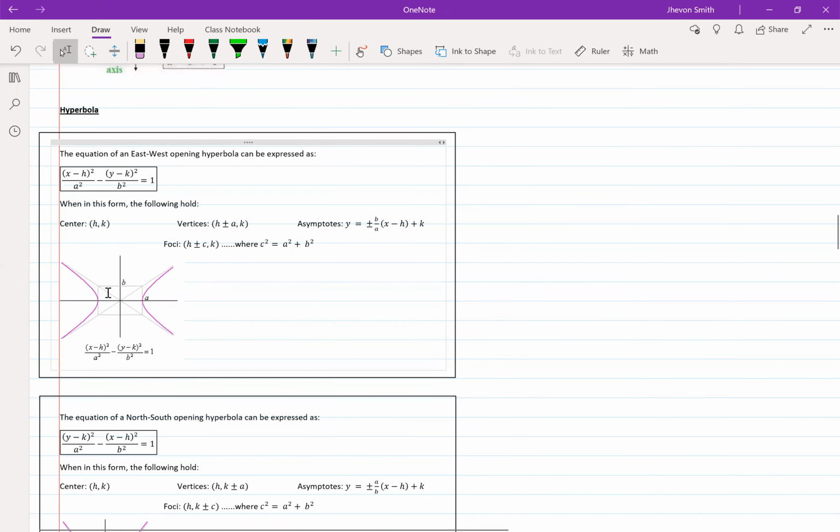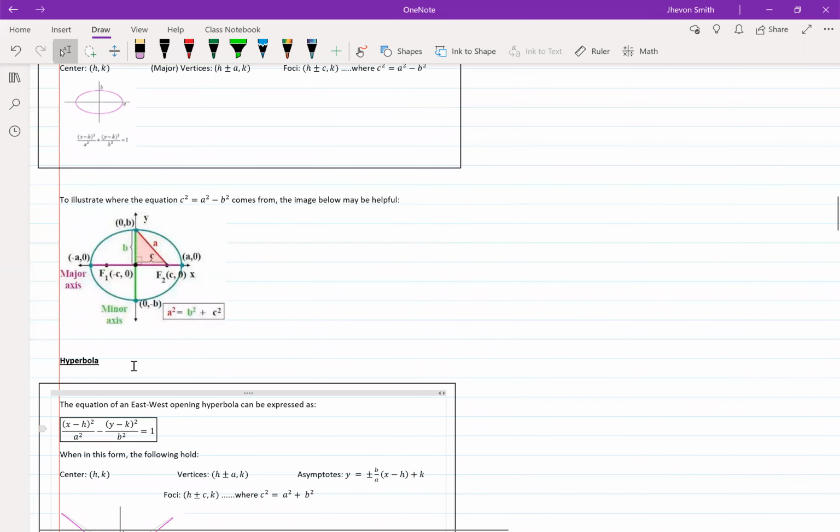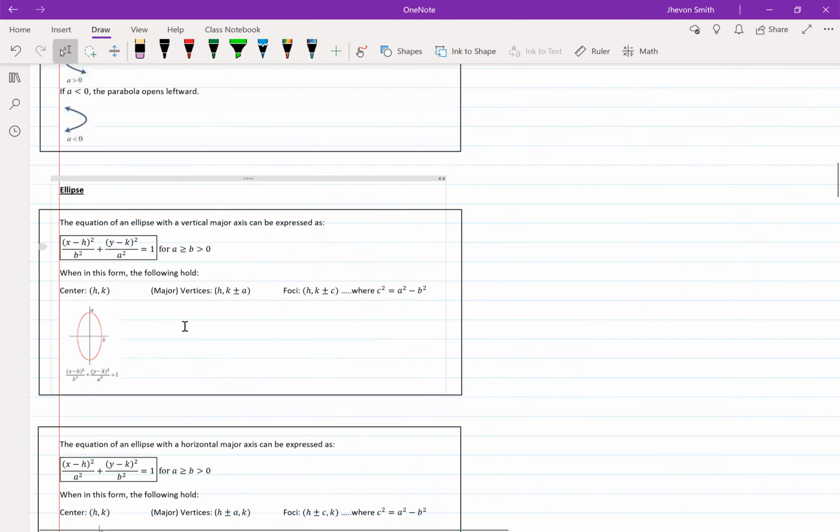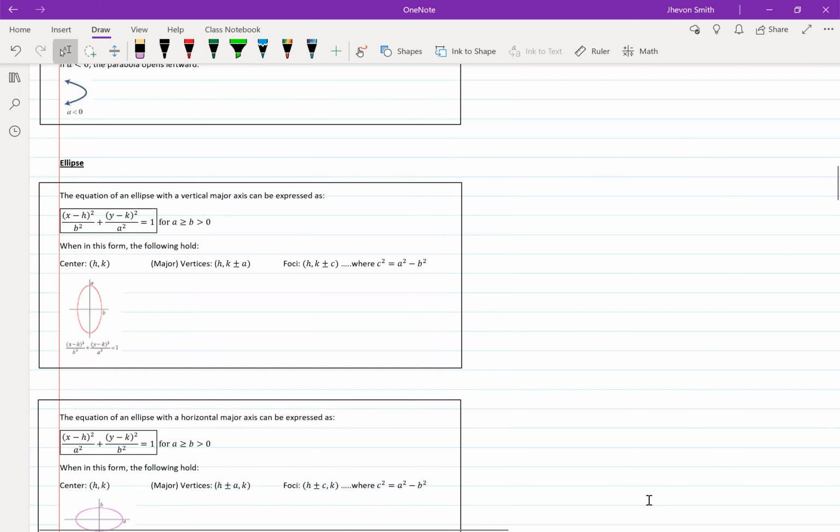I want you to know how to come up with a picture for one of these equations that you might have. So here's how these will actually work.